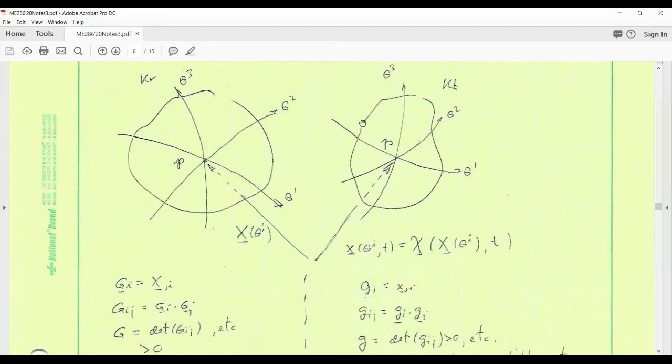Why don't I do the following? Why don't I use the same coordinates to parameterize the reference configuration? That seems like a strange idea, right? So let's explain what I mean by that.